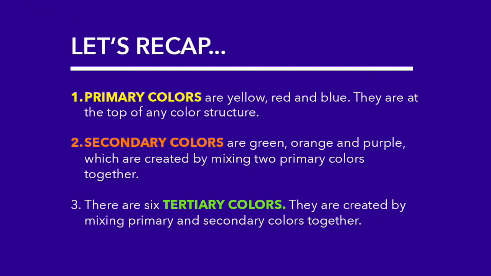So let's recap. Number one, primary colors are red, yellow, and blue. They are the top of the color structure. Number two, secondary colors are green, orange, and purple, which are created by mixing two primary colors together. And three, there are 6 tertiary colors. They are created by mixing primary and secondary colors together.